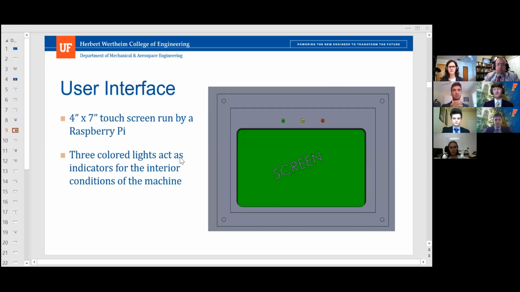The user interface sits on the horizontal surface of the system and makes use of a 4x7-inch touchscreen powered by Raspberry Pi that will allow for easy and intuitive user controls. Additionally, this Raspberry Pi controls the inner workings of the design. The design also makes use of 3 LEDs to indicate to the user the conditions of the interior. The green light indicates that all is working well. The yellow light indicates that something has gone wrong, but that the system has not stopped. And the red light indicates that something has failed and all processes have stopped. Next.